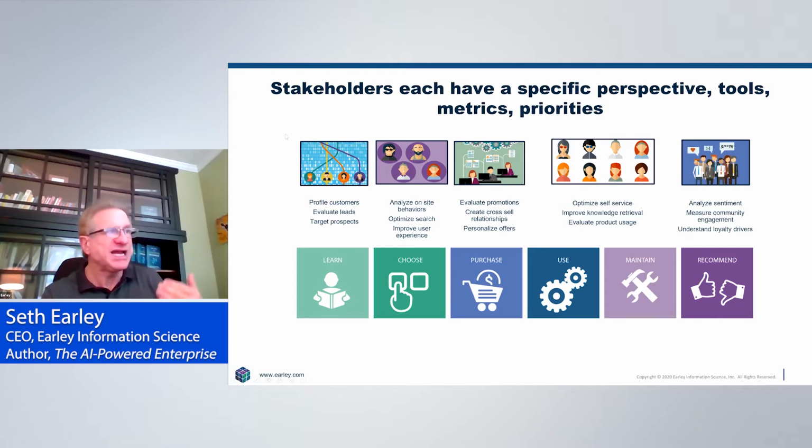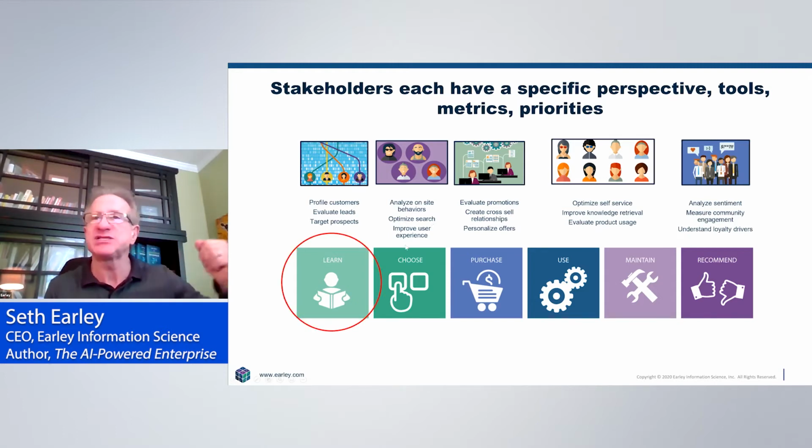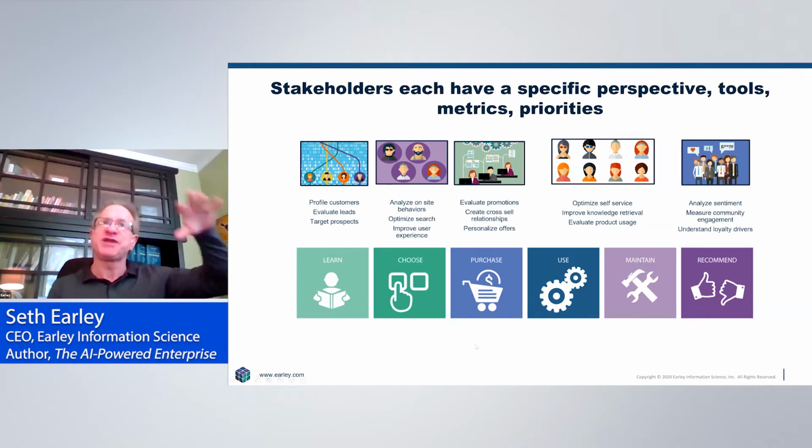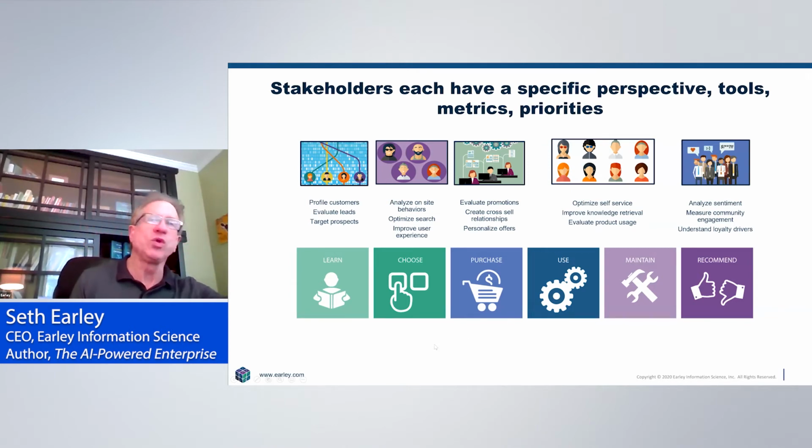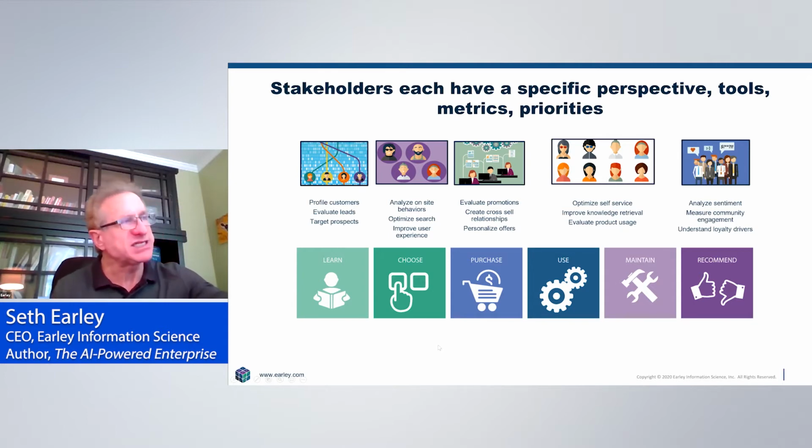Then what happens next? People have to make a choice. Well, what does that mean? We're going to optimize their search. We're going to optimize that user experience. We're going to see if there are disconnects once they get to the site. If they bounce away, we need to know that. So again, there are a whole range of metrics that can be defined for that stage. The same thing with purchase, the same thing with use, the same thing with maintain, recommend.